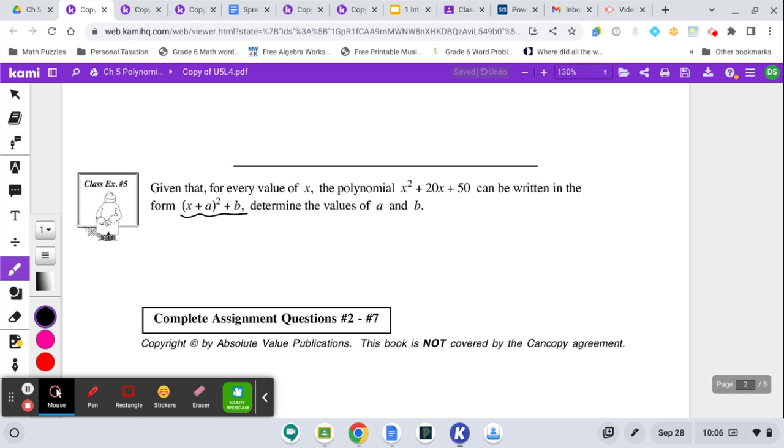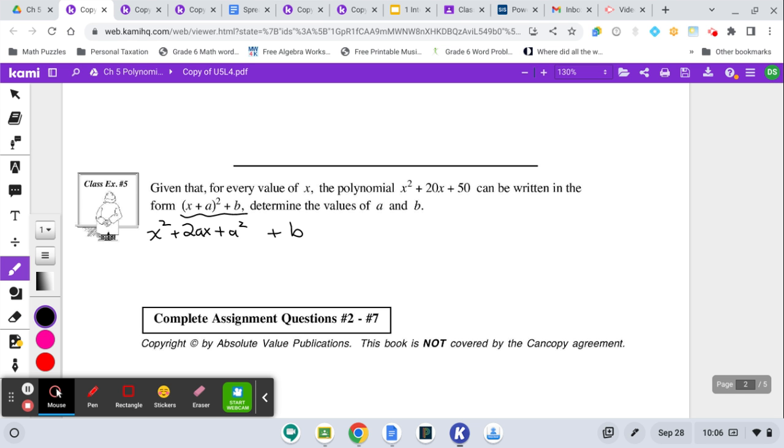Do you know the shortcut? Square the first, square the last, times the a and the x together, and double it. So there's two of them. And then copy down the plus b. Okay, I can do that.